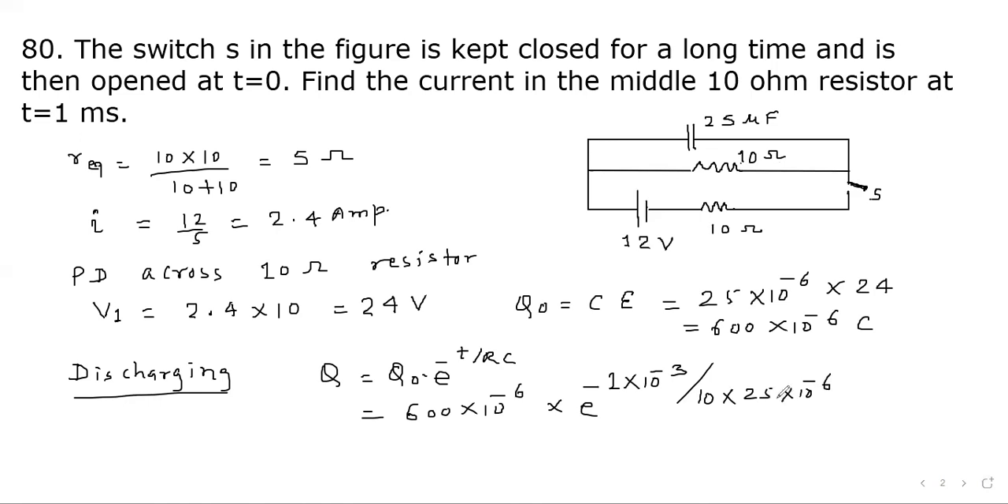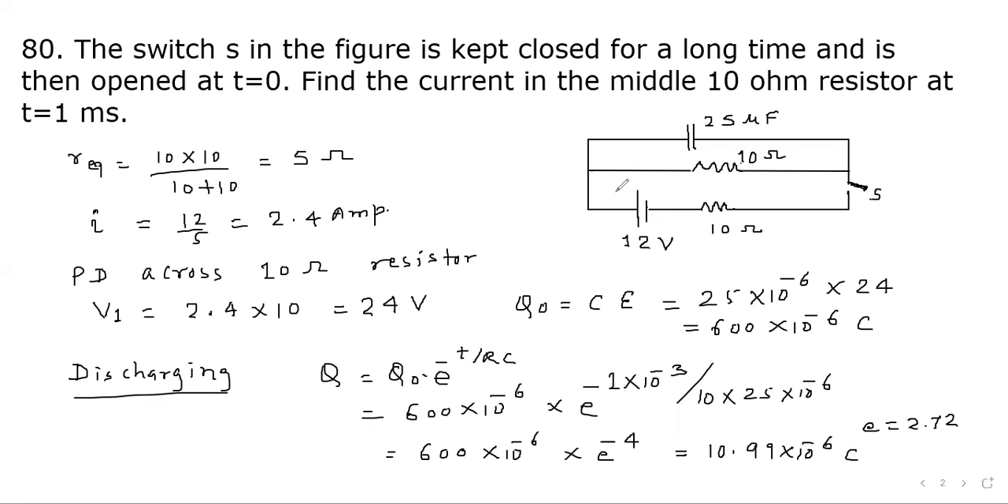So this will become 600 into 10 to the power minus 6 into e to the power minus 4. And we know that e equal to 2.72. So if we evaluate it, it will become 10.99 into 10 to the power minus 6 coulomb.